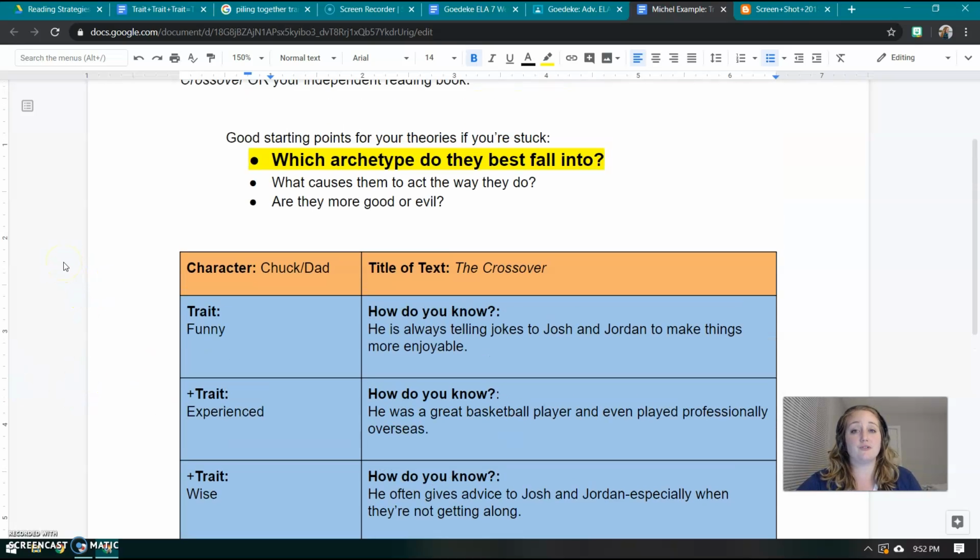Your job for today is to listen to the next part of the crossover, and then you're going to complete this chart, a blank one. You can choose to complete it on another character from the crossover or on a character from your independent reading novel. It is up to you. I also suggest that you use the character archetypes notes from yesterday's lesson or that slideshow just to review, because I know it can be hard to memorize all of those character archetypes, because there are plenty more than just the sage mentor.